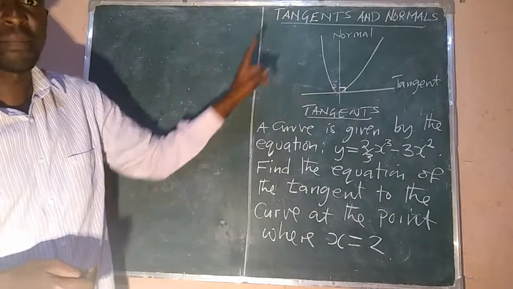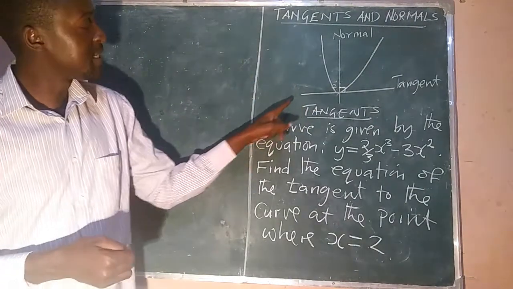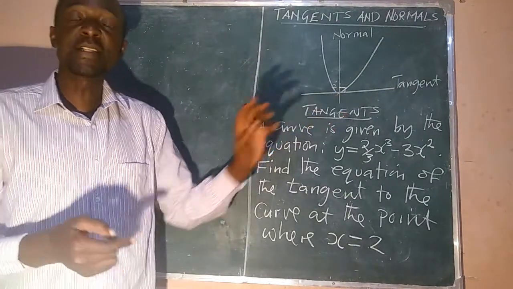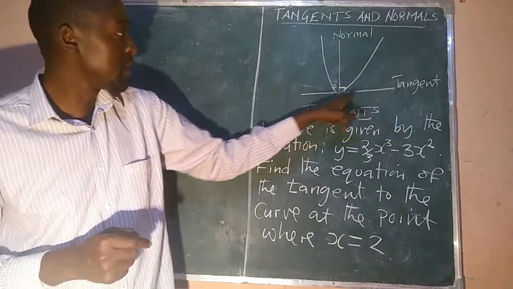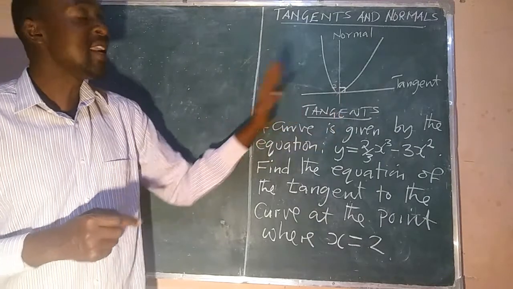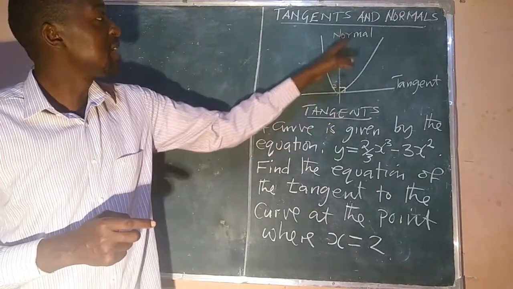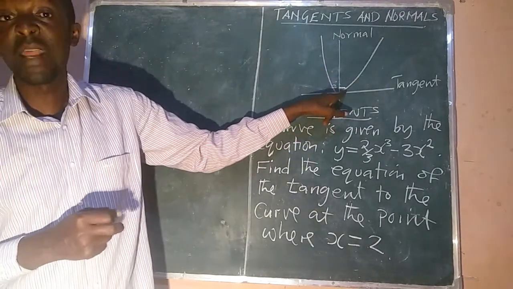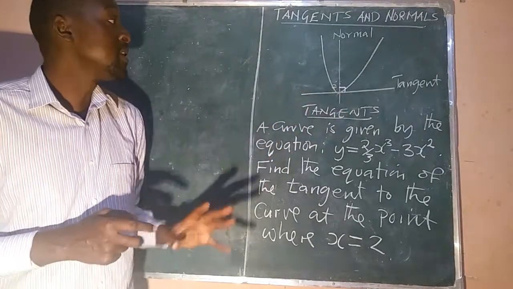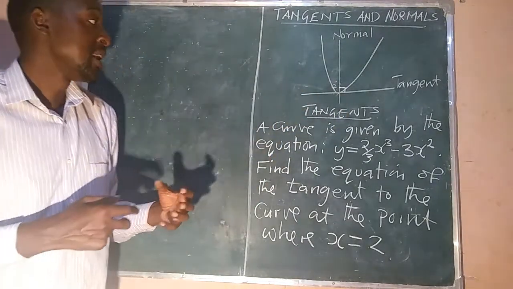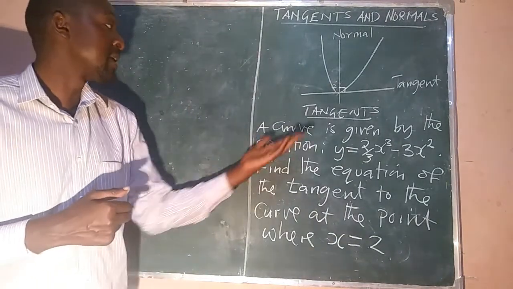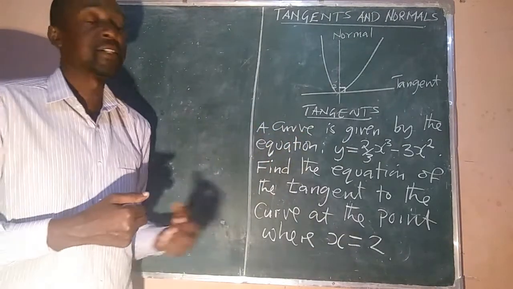This is a parabola. Now, a tangent is a straight line that touches a curve at one point only. When you look at this line here, it only touches the curve there. And then a normal is a straight line that meets a tangent at an angle of 90 degrees. These two concepts will be very important as we move on. Now let's look at an example on tangents.